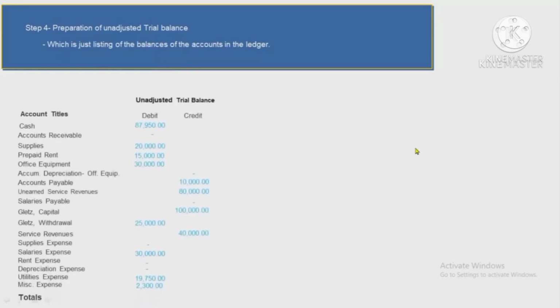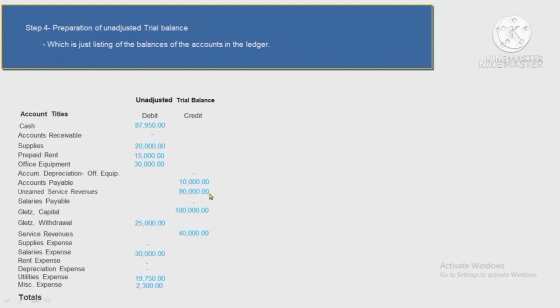Let's go now to step 4, which is the preparation of the unadjusted trial balance. And let me tell you straight, this is just the listing of the account titles and their balances in the ledger, and it will look like this. If you remember, in the T account discussion we had a while ago, we have a cash balance of 87,950, right? On the debit. And other debits for supplies of 20,000, prepaid rent of 15,000, office equipment of 30,000, Gletzmar withdrawal of 25,000, salaries expense of 30,000, utilities expense of 19,750, and miscellaneous expense of 2,300.